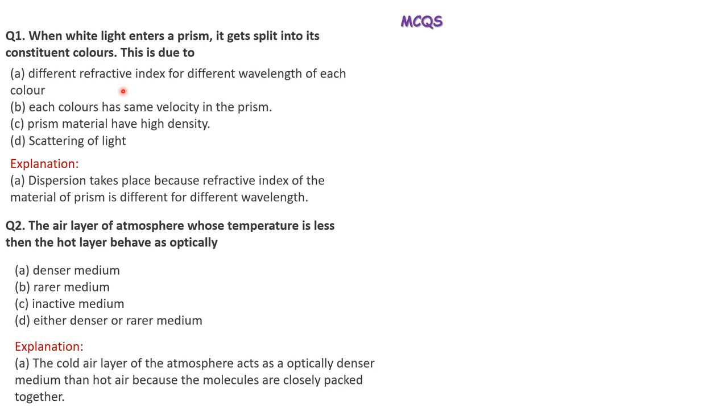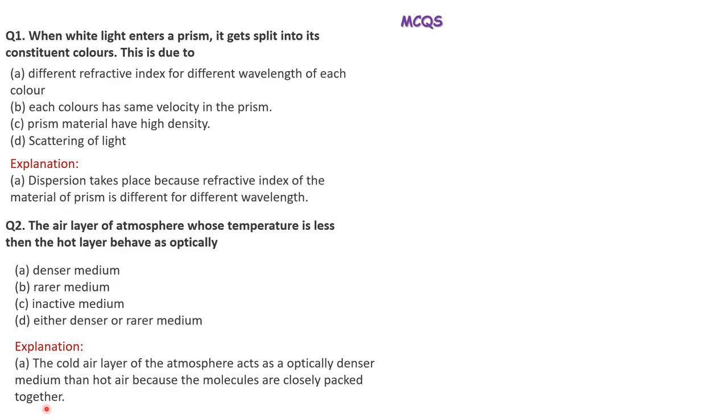As soon as the white light enters into the prism, the different components of the color travel with a different speed. So that is the main reason, and because of that there is a splitting of light, which is nothing but the dispersion of light. So the first answer is the appropriate one. Dispersion takes place because the refractive index of the material of the prism is different for different wavelengths. Because the refractive index is different, they deviate from the incident ray differently.